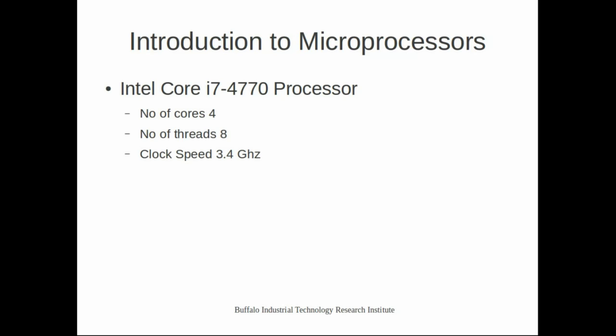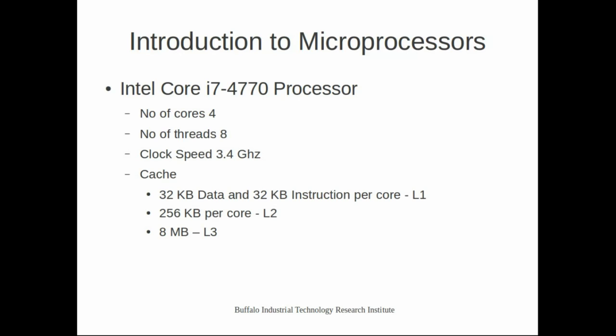The clock speed is 3.4 GHz. With turbo, the clock speed can go up to 3.9 GHz. It has L1, L2, L3 cache in the processor. It has a 32 kilobyte data and 32 kilobyte instruction cache per core at level 1, and it has a 256 kilobyte per core level 2 cache and the 8 MB level 3 cache.